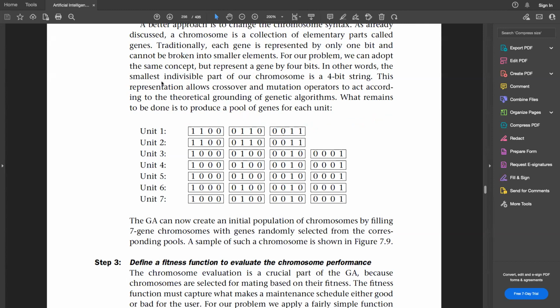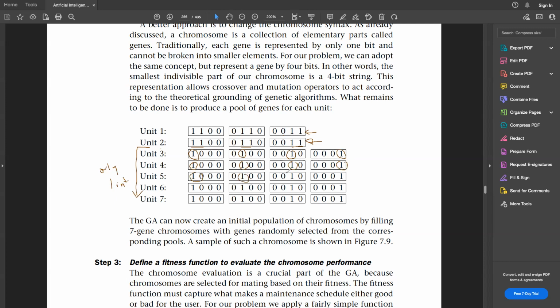Likewise, we see that the genes for unit 2 are similar to those for unit 1, because unit 2, which also requires 2 intervals, can be maintained either in the first and second, or the second and third, or the third and fourth interval. So we have 3 genes for both unit 1 and 2. For units 3 up to 7, which require only 1 interval, we could maintain them at the first, second, third, or fourth interval. This is the case for all the units that require only one interval.